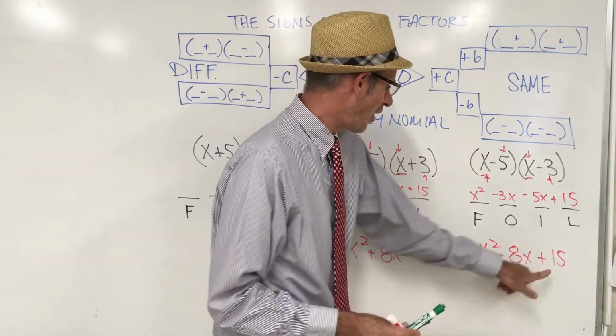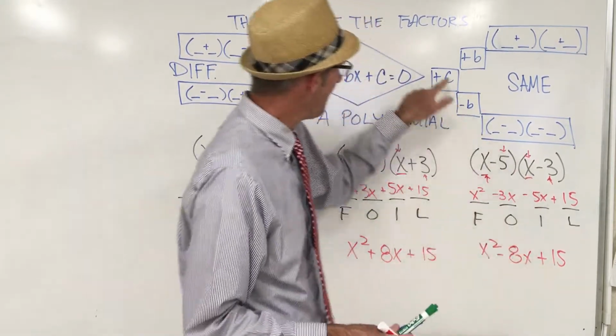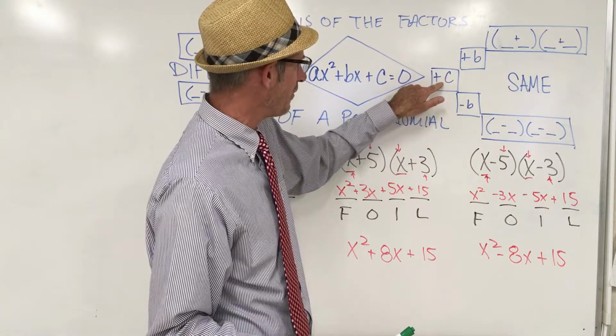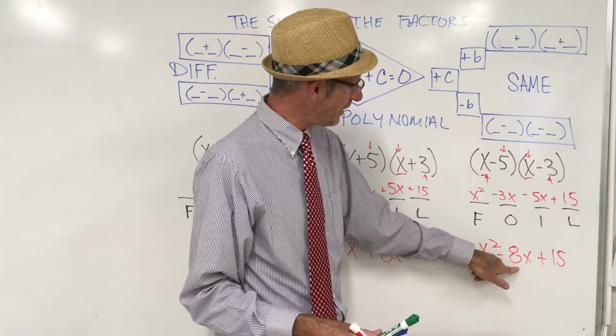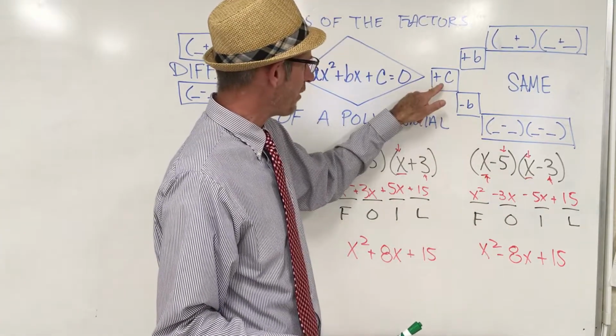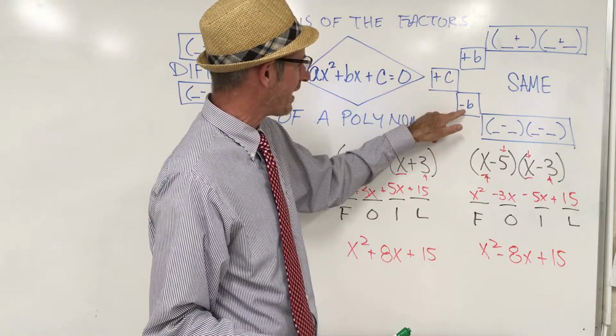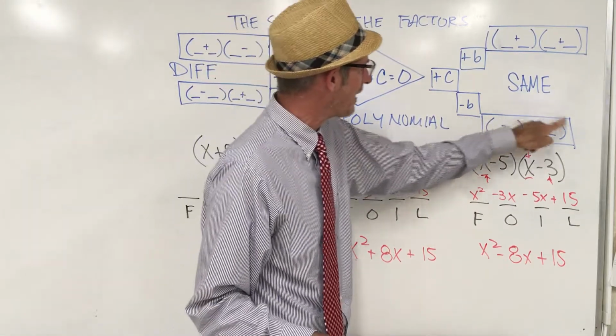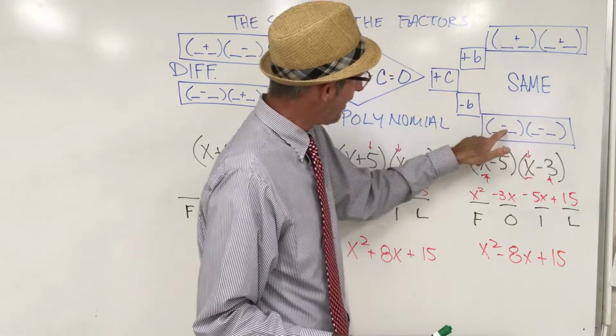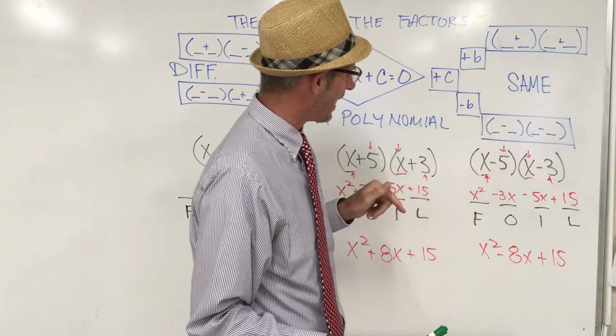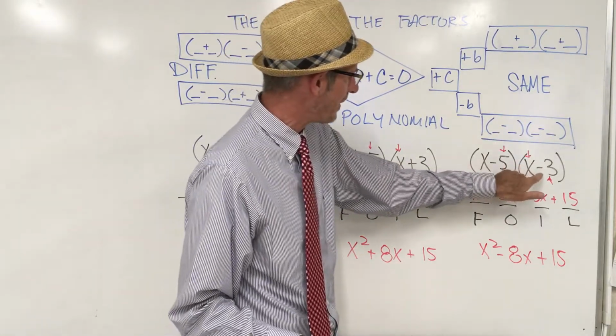So this time our C value is positive. That puts us right here. Our C value is positive, but our B value is negative. So if our C value is positive and our B value is negative, we know that when we find the two binomial factors, they will both have a negative sign in between. And that's what happened there.